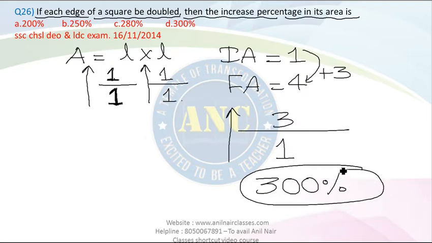You don't even have to apply successive percentage, or even take the side of the square to be 10. Area will be 10 square, 100. New side is double the original side, so it becomes 20. Area is 20 square, 400. Earlier it was 100, now it is 400. 300 increase. 300 divided by 100, so it is 300%.